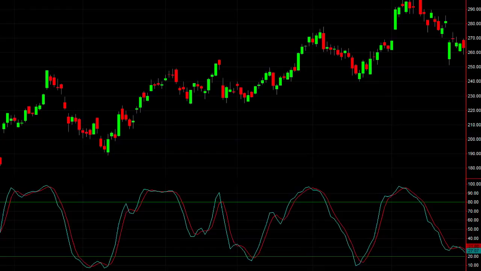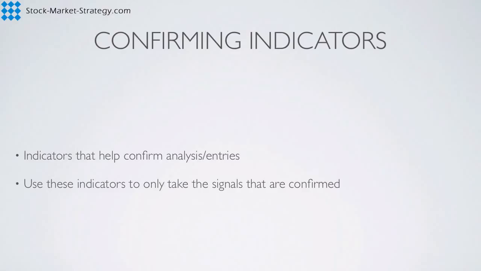So let's look at the last type of indicator, which is the confirming indicator. Confirming indicators are what can help us with our analysis or entries. Just like the name says, they are only confirming. They just confirm that what we're doing is more than likely to be correct because this indicator confirms it. You can still lose, of course. Losing in trading is part of the game. But they will help you weed out a few losers if you use confirming indicators.